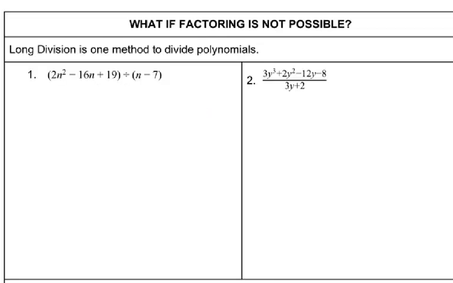So sometimes factoring is not possible. Then long division is one of the methods to divide polynomials. And we're going to use the same approach as you would use to divide with numbers in middle school. We're going to use the same approach for dividing polynomials. So here n minus 7 is the divisor, and 2n squared minus 16n plus 19 is the dividend. So we're dividing 2n squared minus 16n plus 19 by n minus 7.